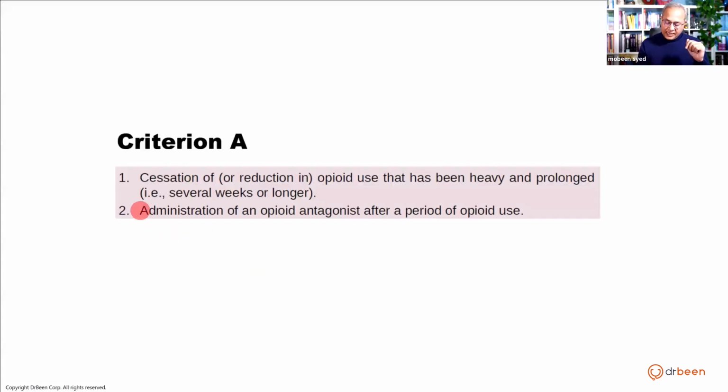Second part of the criteria, administration of an opioid antagonist after a period of opioid use. This is where the person was using opioids for some time, and then an opioid antagonist is used. Opioid antagonists are the drugs that counter the effect of opioids. That is essentially like opioid withdrawal, because antagonists would come in and displace or reduce the efficacy of the opioids. So these are the two parts of criterion 1. The summary is that the patient was on opioids for some time, and now they stopped or reduced it.